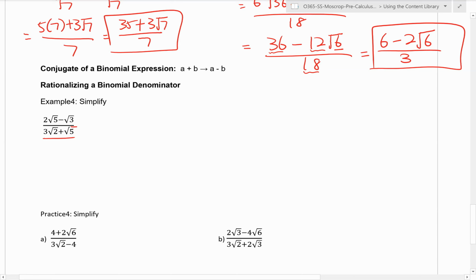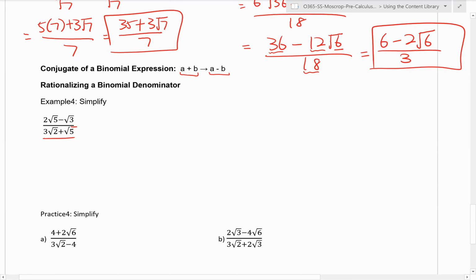Okay, so that's the binomial. In this case, what you do is you multiply by the conjugate. So the conjugate is this, right? If you have a plus b, the conjugate would be a minus b. So basically it's the same thing except that you put a minus sign there.